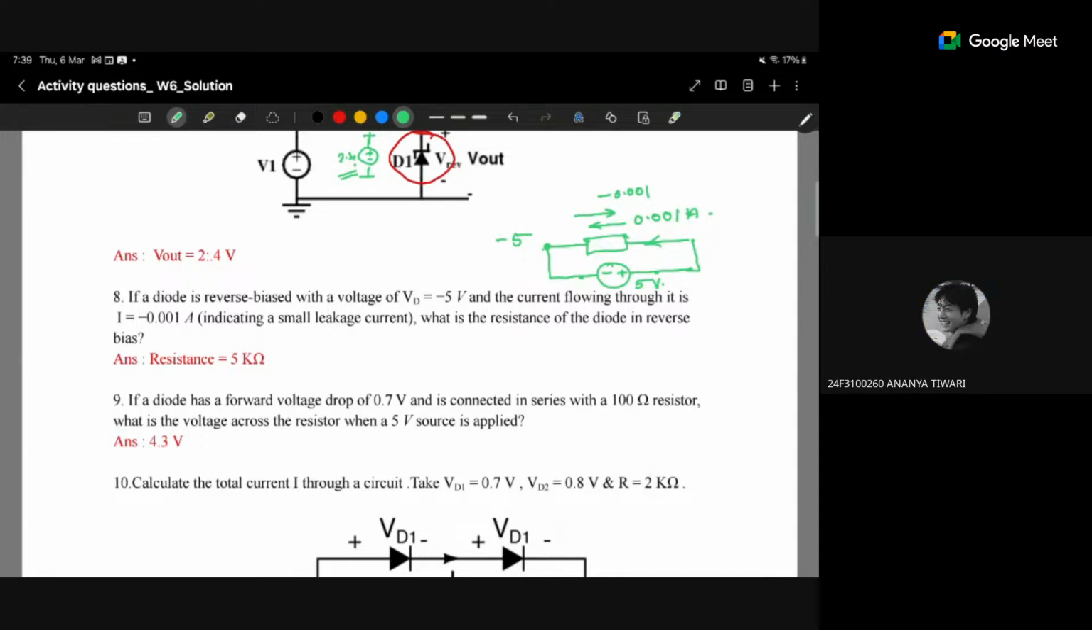What will this black box be? Resistor. A simple resistance. We are applying some voltage and getting some current. What will be the resistance? V upon I. R equal to V upon I. Ohm's law says that V equals I R. So V is 5, divided by 0.001, which is 5000 ohms or 5 kilo ohms.